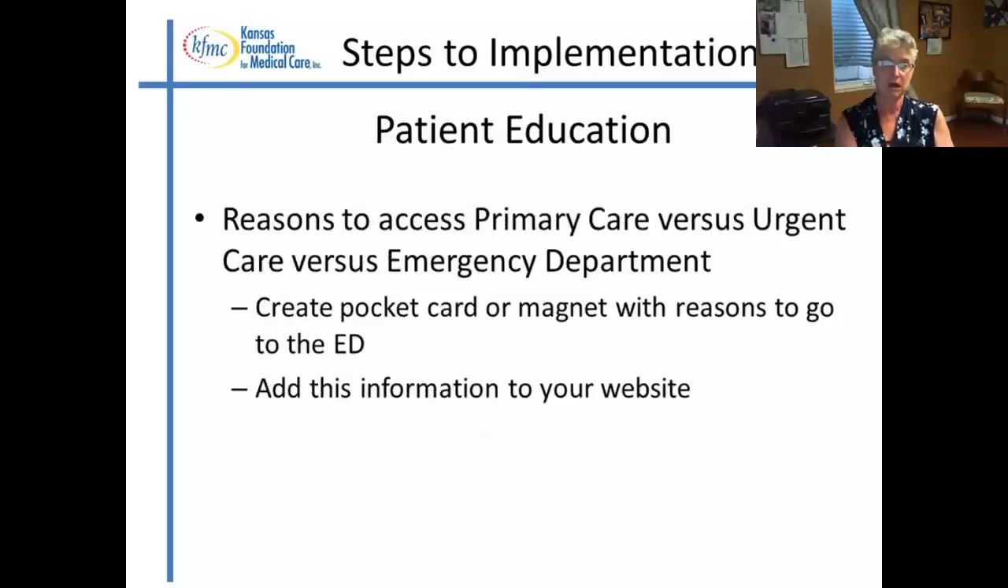Even if you don't have after-hours access, it's important for your patients to be able to distinguish between emergent and non-emergent symptoms. So consider creating a pocket card or refrigerator magnet that has a list of symptoms grouped into columns such as this is when you go to your primary provider, this is when you go to urgent care, and this is when you go to the ED. There are some great templates for this on the internet that you can use to get started. And again, our consultants can help you with that as well.